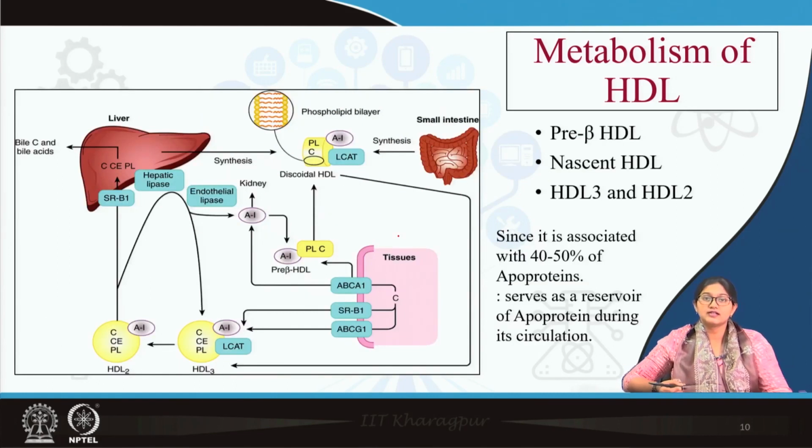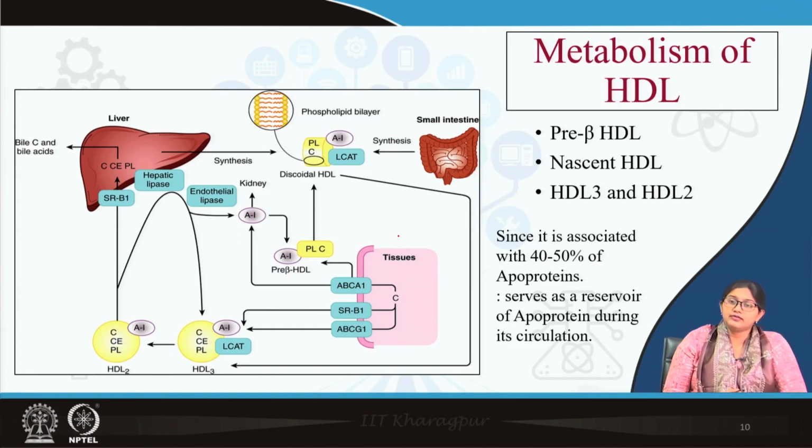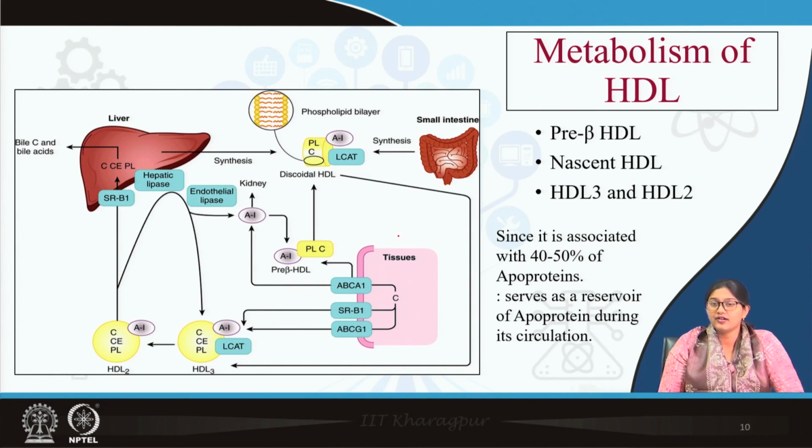So, this is the circulation or metabolism of HDL in our circulation. The nascent HDL, say intestinal HDL, say hepatic HDL, they are mostly released in a form which is known as pre-beta HDL. Now, this pre-beta HDL mostly contains apoprotein A1. Initially, it contains no triacylglycerol and a very meager amount of phospholipid and cholesterol.